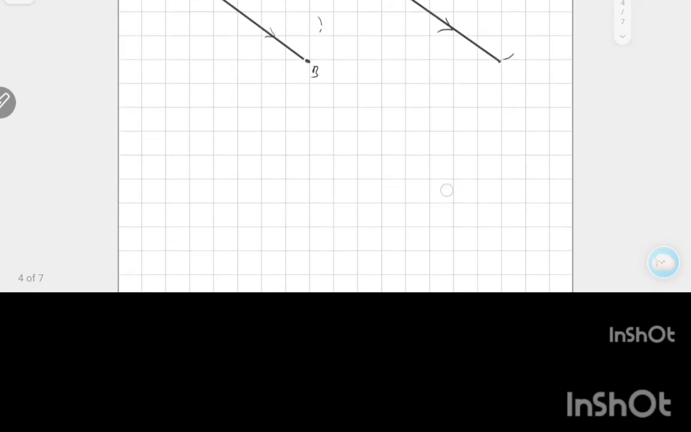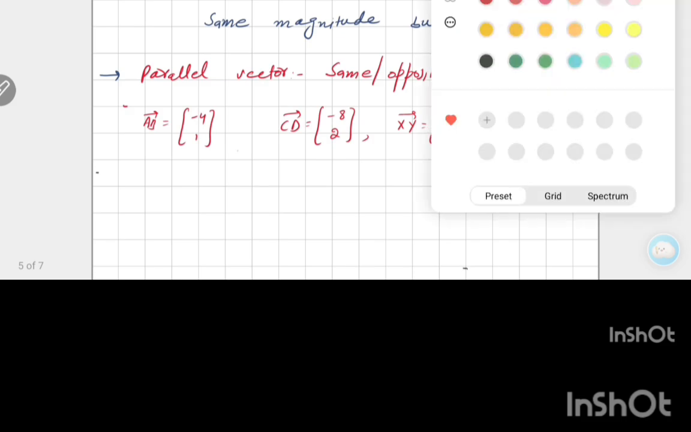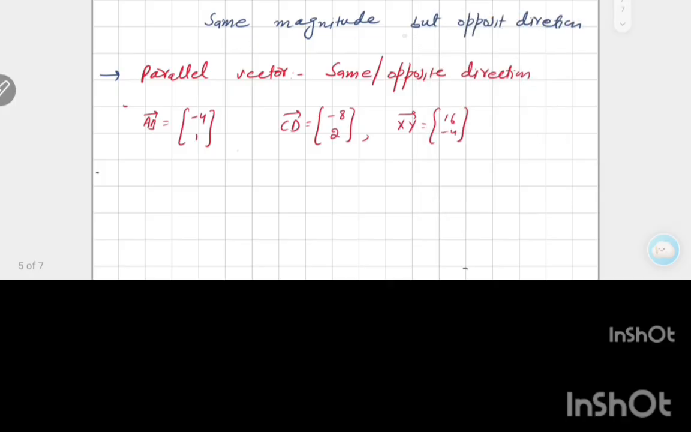Okay, now, dear friends, we have the next topic, negative vectors. What are negative vectors? Its definition is very simple. Same magnitude but opposite direction. Very important: same magnitude but opposite direction. We will discuss our next example. What is the difference between same magnitude and opposite direction? Now our next one is parallel vectors, same or opposite directions.